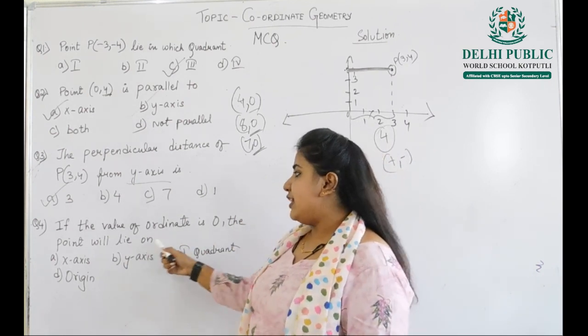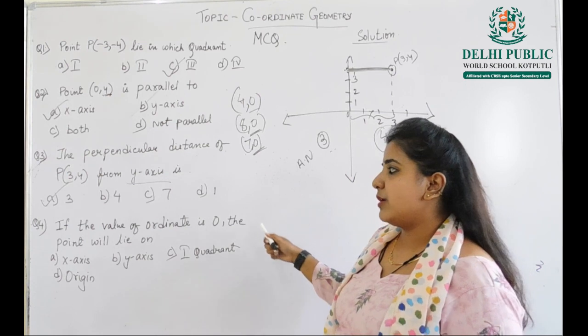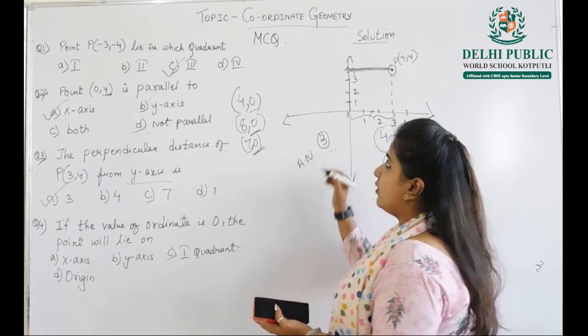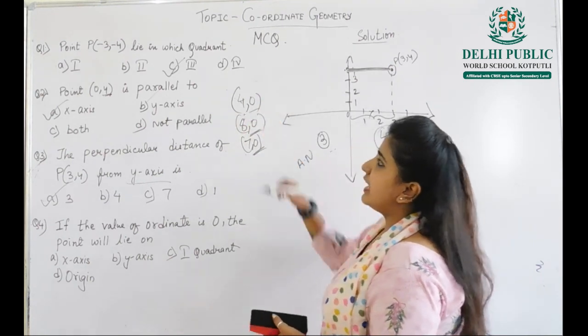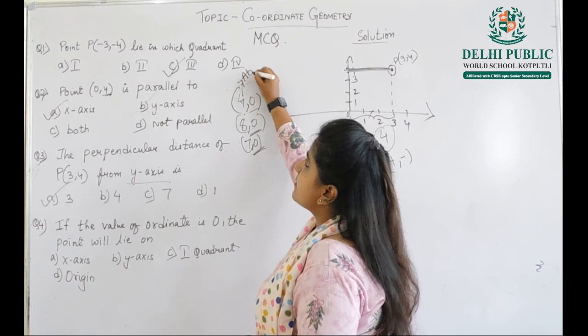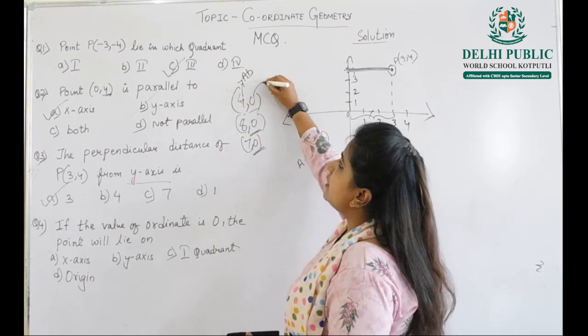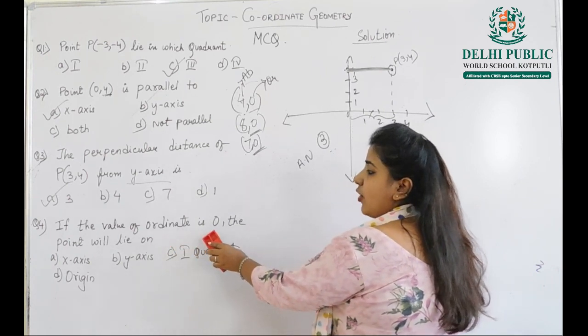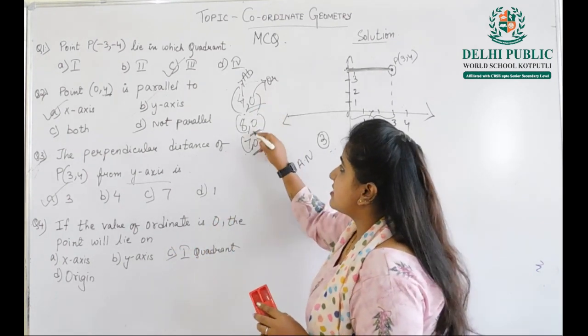Next, if the value of the ordinate is 0, the point will lie where? Now, when we are writing the values, like here I have written (4, 0), the first value is called the abscissa, whereas the second value is called the ordinate. Now they have asked the value of the ordinate is 0. That means this is the case.